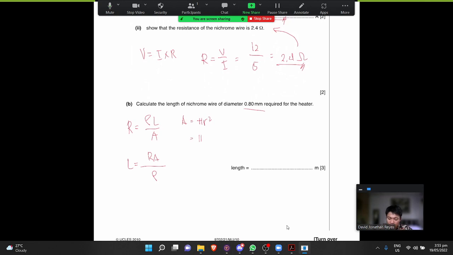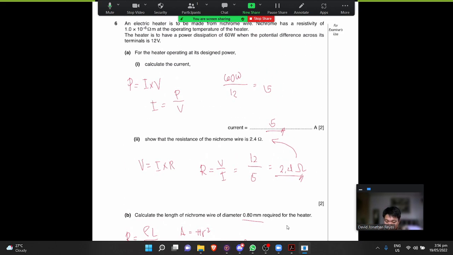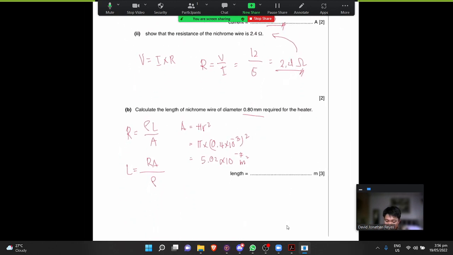That gives you pi multiplied by 0.4 times 10 to the negative 3, squared. It's 3.14 for the pi value, so pi times 0.4 times 10 to the negative 3 squared. And you'll get this amount for the area, 5.02 times 10 to the negative 7 square meters. Then, get the resistivity on the bottom, which is 1.0 times 10 to the negative 6.